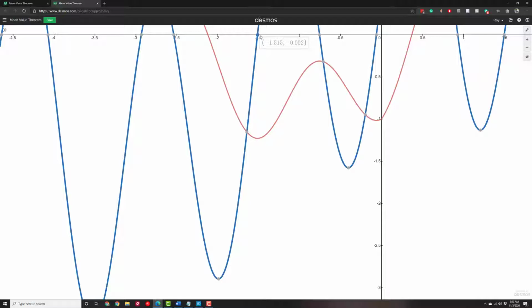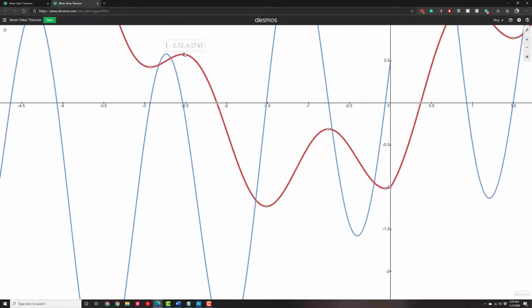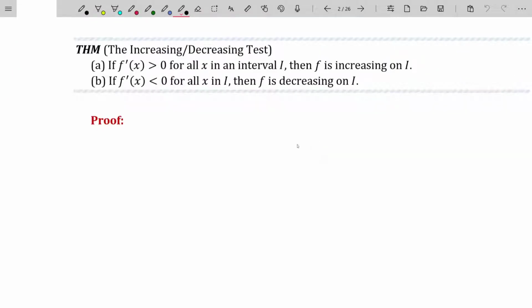negative 1.515. So the blue curve is below the x-axis, the blue curve being the derivative. So the derivative is negative here. And notice at the very same time, on that very same interval, the red function, which is the base function, was decreasing. So that's a good justification, not a proof, but a good justification that as long as a function's derivative is negative, that function must be decreasing. And if the function's derivative is positive, the function must be increasing. And this leads us naturally to this theorem.